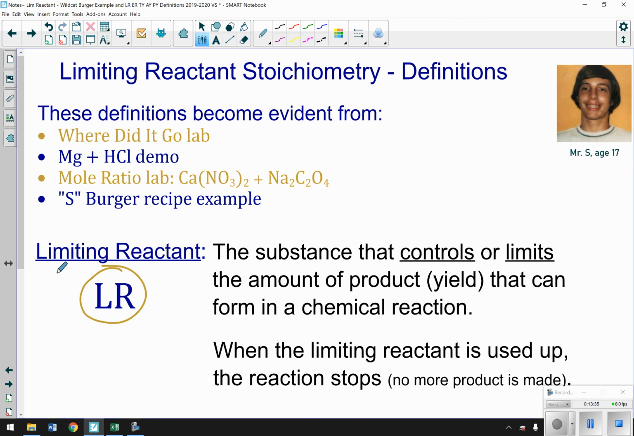We also saw in the example with the lettuce, and actually even in the mole ratio lab, and in the MgHCl demo, when there wasn't the right amount of one of the ingredients, one of the reactants, the reaction stopped and no more product was made. You didn't make as much hydrogen gas in the HCl demo as you might have been able to make, or in the mole ratio lab. So when the limiting reactant is used up, again, we saw that with the lettuce, the making of the burgers stopped. So that is our limiting reactant.